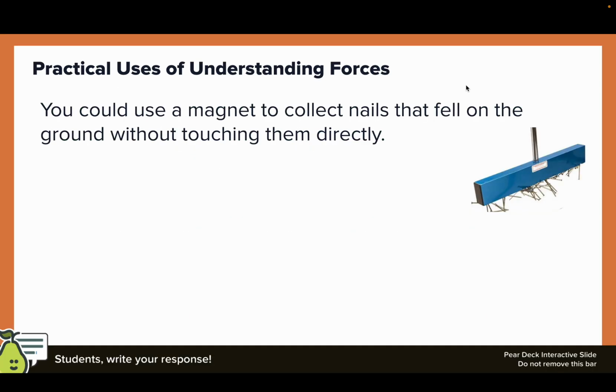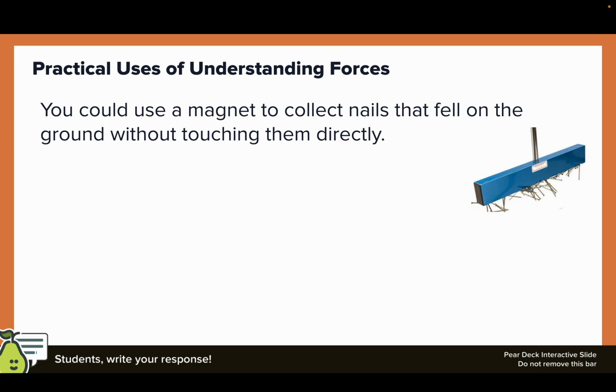There are many practical uses of understanding how forces around us work. You could use a magnet to collect nails that fall on the ground without touching them directly. So for the past 10 or 12 years, I've helped my friend who works in construction during the summers, and I help him replace roofs on houses and businesses. When we're ripping a roof off of a house that needs to be replaced, the first thing we do is we pop the shingles, and when we do that, nails go flying in all directions.